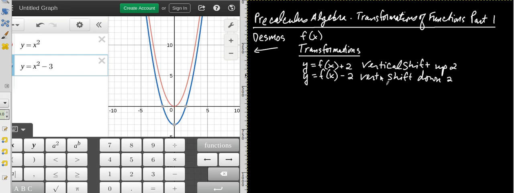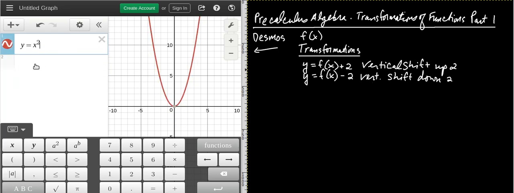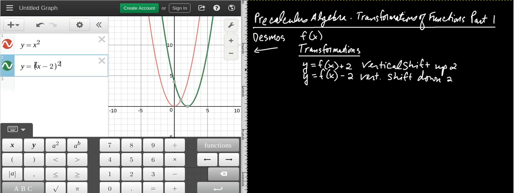Do we have horizontal shifts? And the answer is yes. Let's see how those would work. So once again, we're starting with x squared. And if you type in y equals, now if you replace x with x minus 2, so I basically have y equals x squared, but instead of x, I replaced x with x minus 2. The effect is that the graph has been shifted 2 units to the right horizontally.